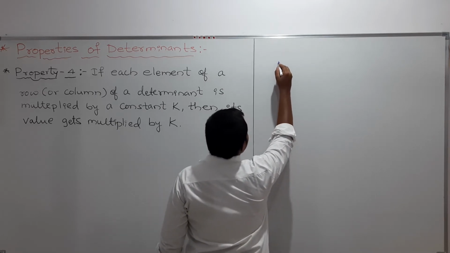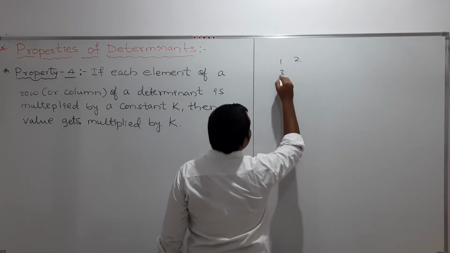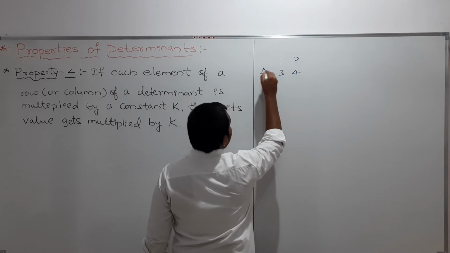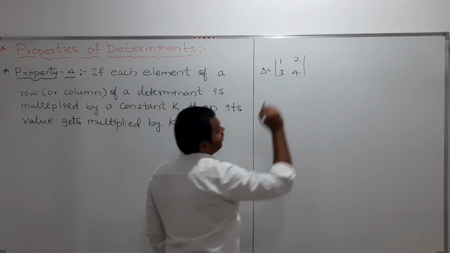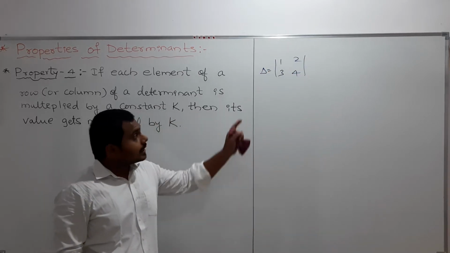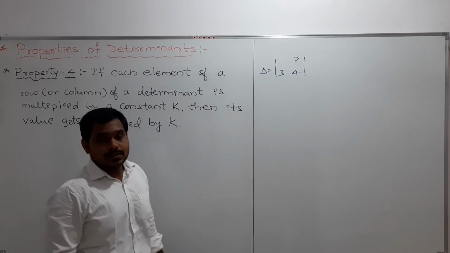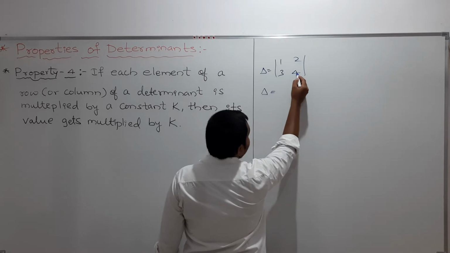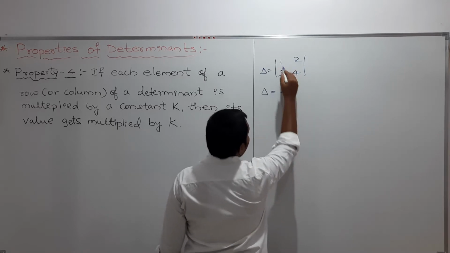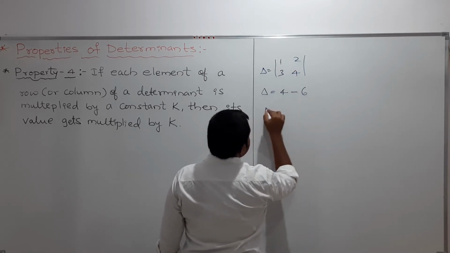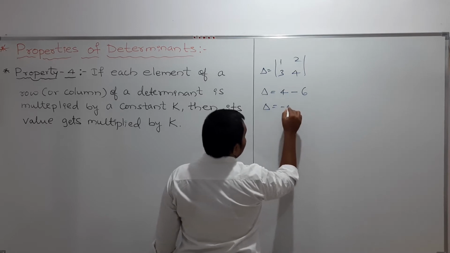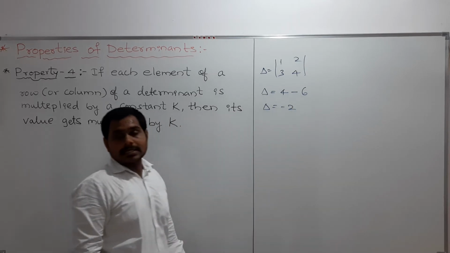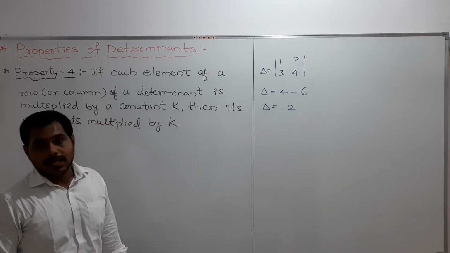If I take the determinant with rows 1, 2 and 3, 4, this is the determinant I consider. Now, I will find out the determinant value of this. We know how to find it: this element into this element, 4 into 1 is 4, minus 3 into 2 is 6, and here the determinant value is minus 6 plus 4, which is minus 2.